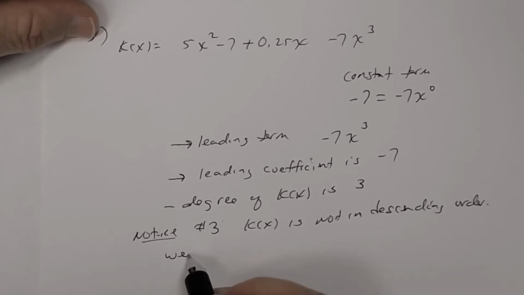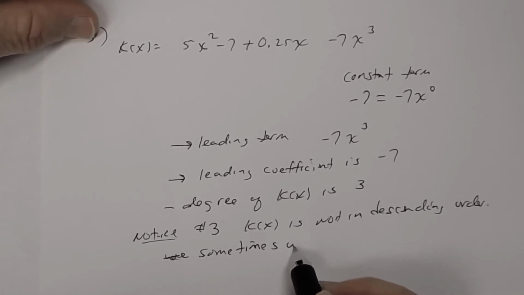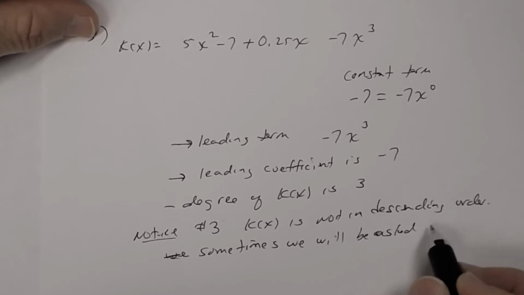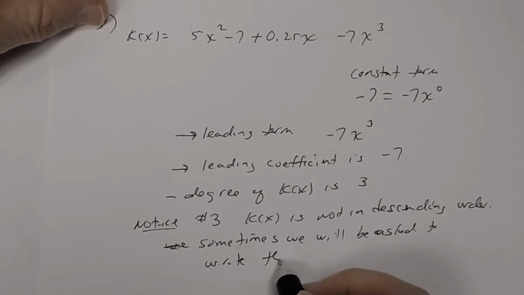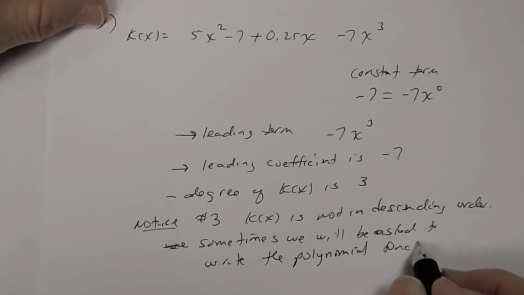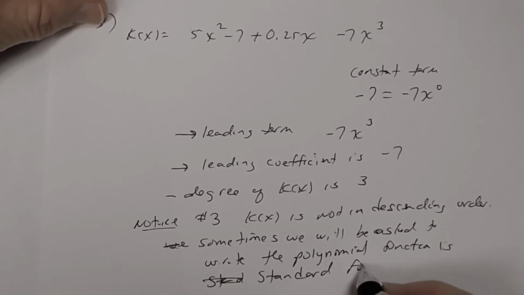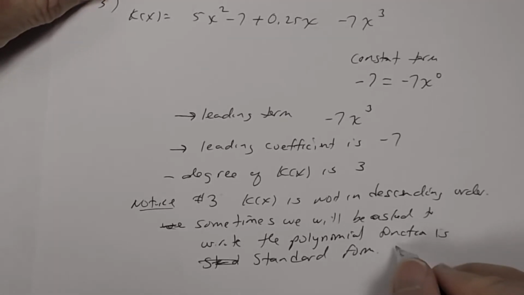So sometimes we will be asked to write a polynomial function in, now listen carefully, standard form. Standard form. Now, standard form means descending order.